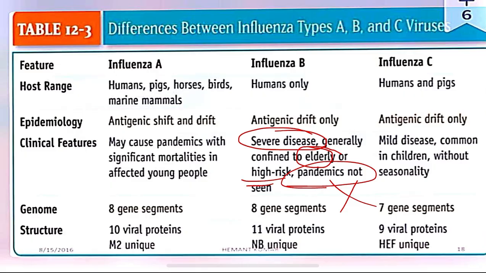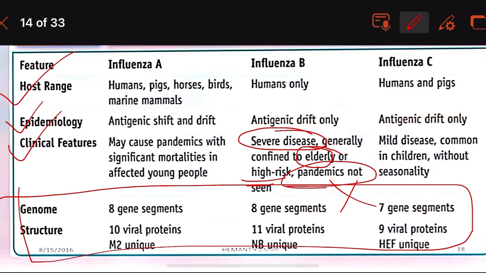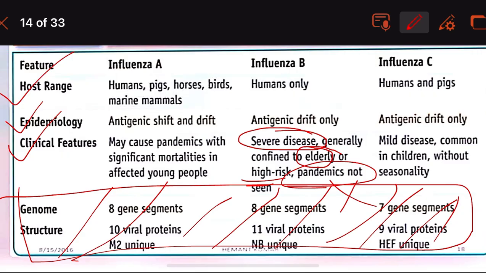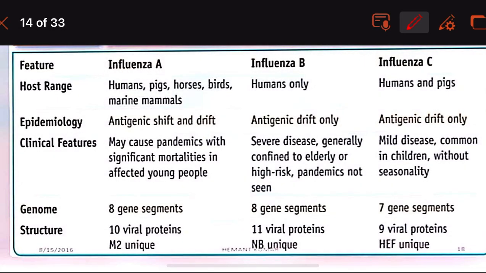So, more importantly, the host, epidemiology, and the clinical features are important. You can remember these 3 things from your exam point of view. In your universities, this will suffice. Influenza A, B, and C, how can we differentiate? Based upon the host, and then the antigenic shifts and drifts, and the clinical features. What are the clinical features?